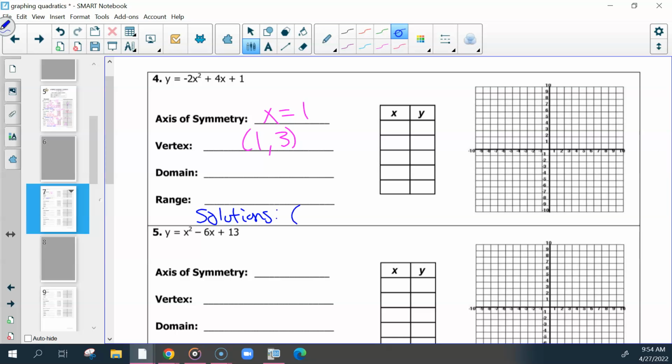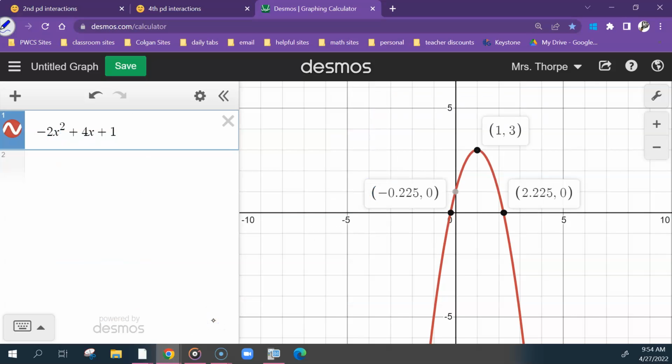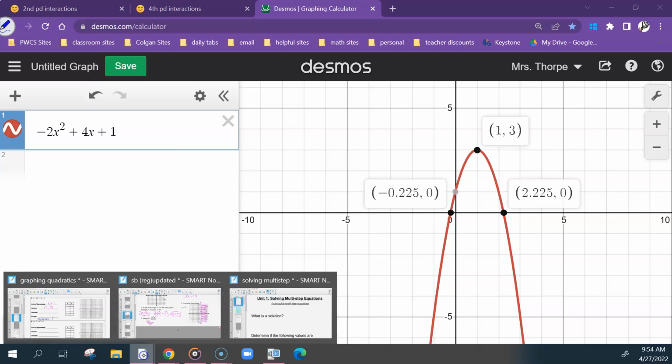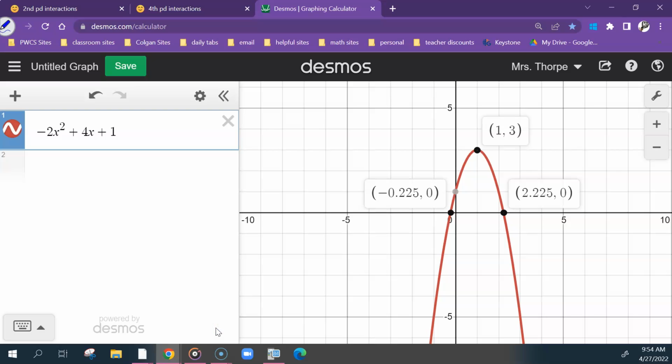So for solutions, it would be negative 0.225 and 2.225. Domain would stay the same. For our range, 2.225. Just a bunch of twos.